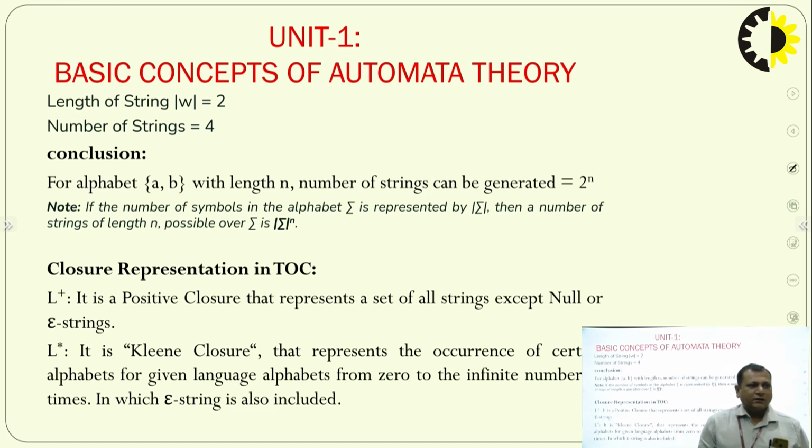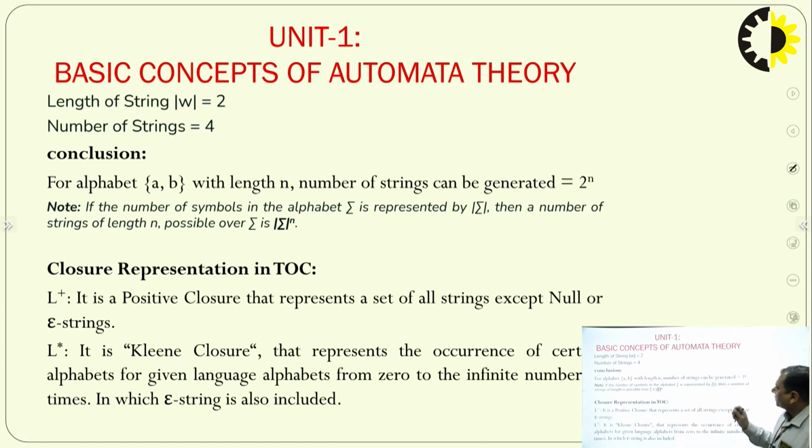Now the length of string is |w| mod |w| equals 2. So the number of strings will be 4, as we saw in the previous slide. Now what is the conclusion? For example, if we have {a, b} as the set of symbols with length n, the number of strings that can be generated by these alphabets is 2 raised to power n.